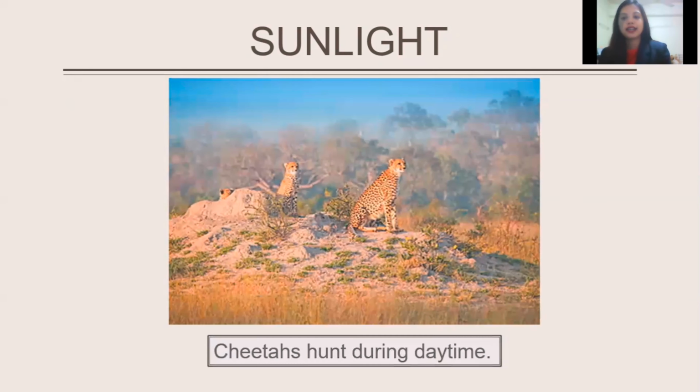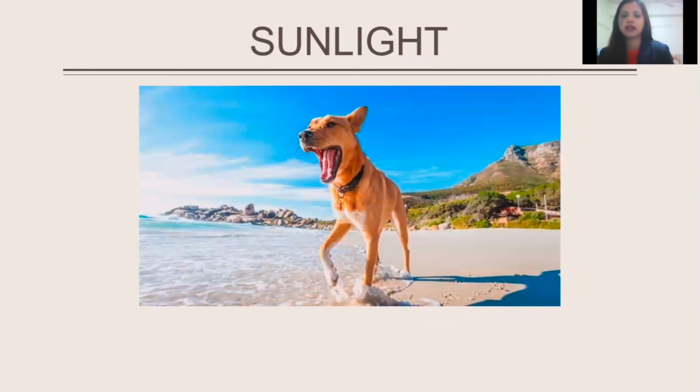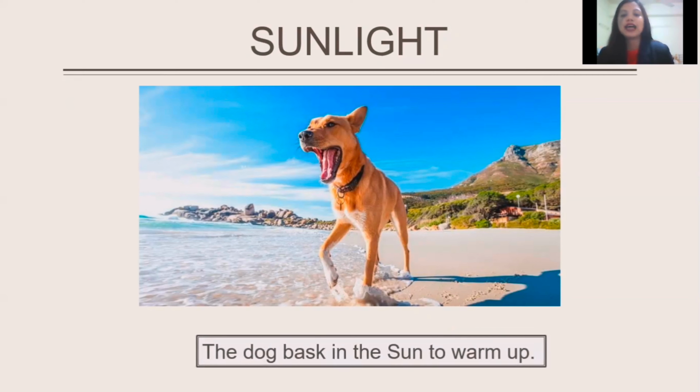Okay? Next, we have the dog. What do you think is the interaction between the sunlight and the dog? The dog basks in the sun to warm up. Do you know the meaning of the word bask? When we talk about bask, it means the dog is resting. The dog is resting in the sun to warm up, so in order for them to stay in a moderate temperature, or to keep their body temperature in balance.